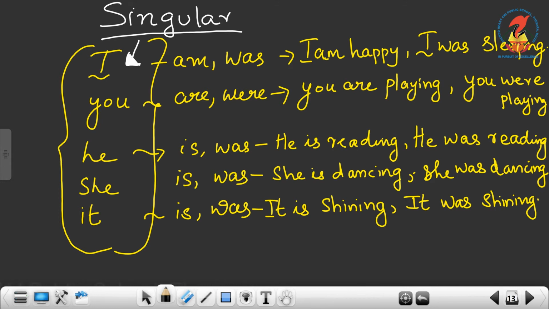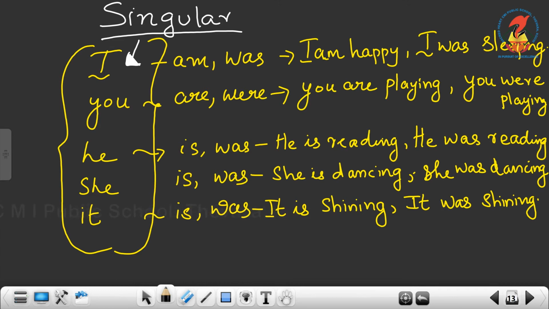With you, which verbs can you use? Are, were. Okay, then how will you write? You are playing. You were playing. Then he. He is and was. These two verbs you can use with he. He is reading. He was reading. Then she. She is dancing. She was dancing. It. It is shining.